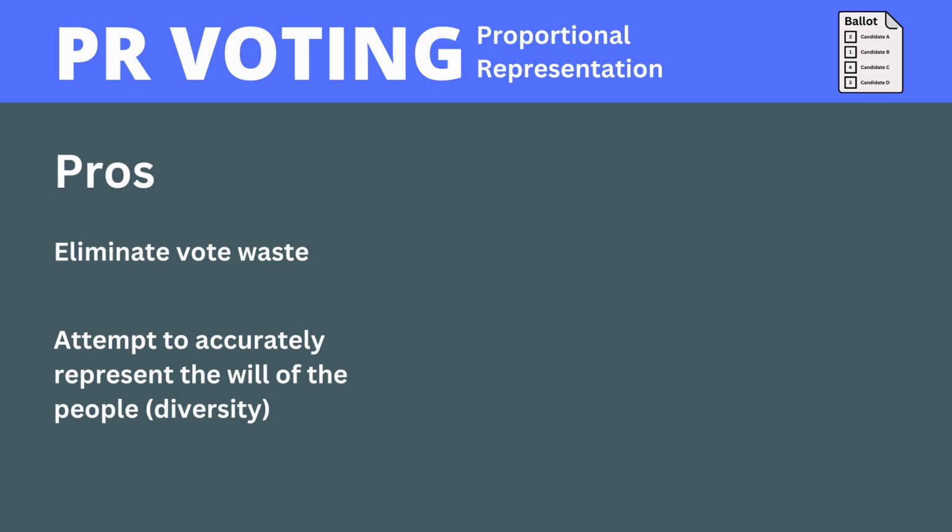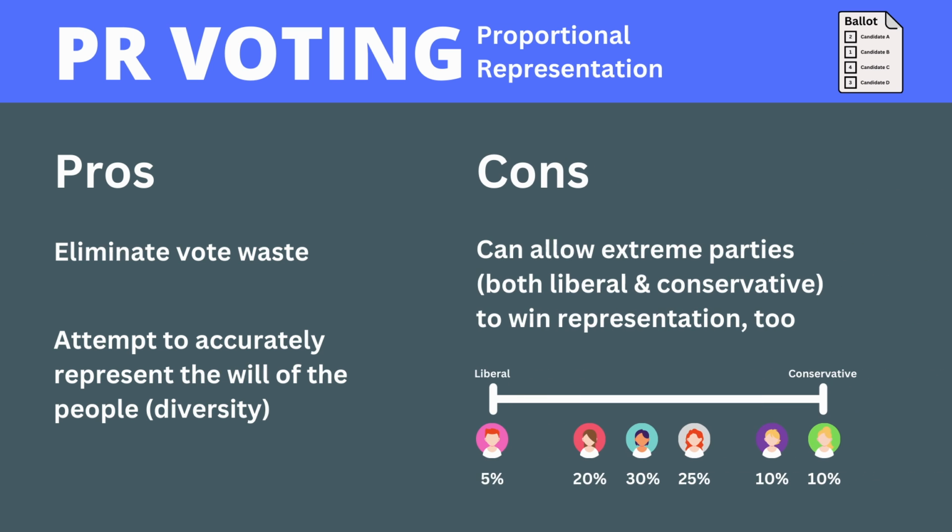The PR system aims to eliminate wasted votes and to accurately represent the people's will as much as possible. Representation should be more diverse, but diversity can allow extreme parties to get a seat or 2 as well.